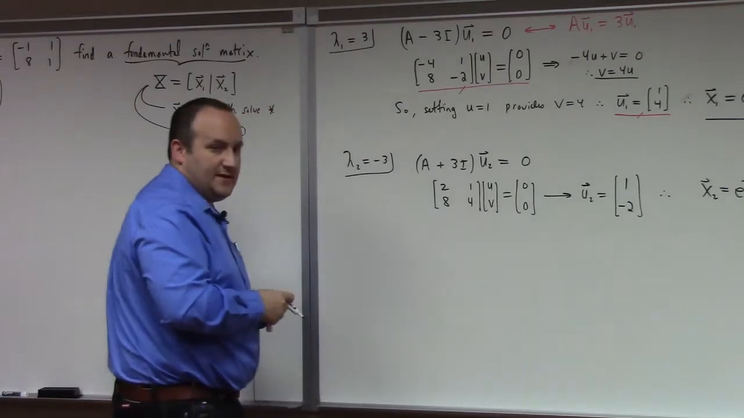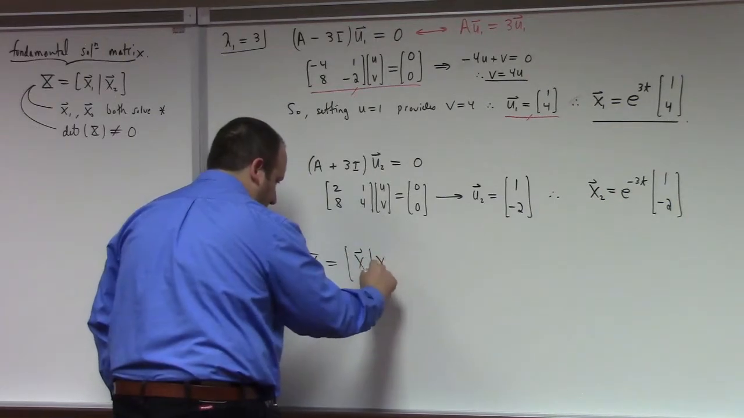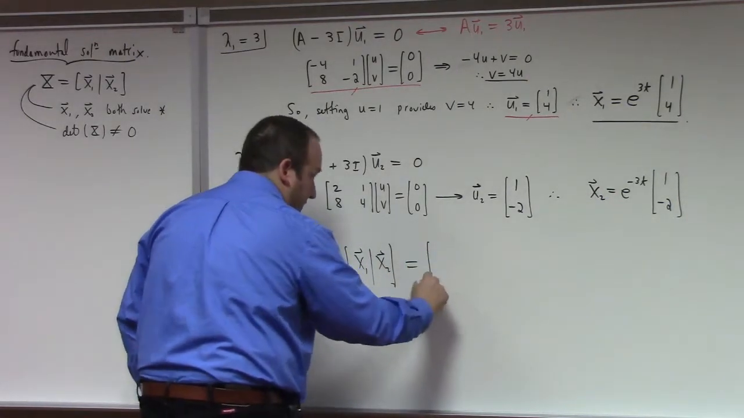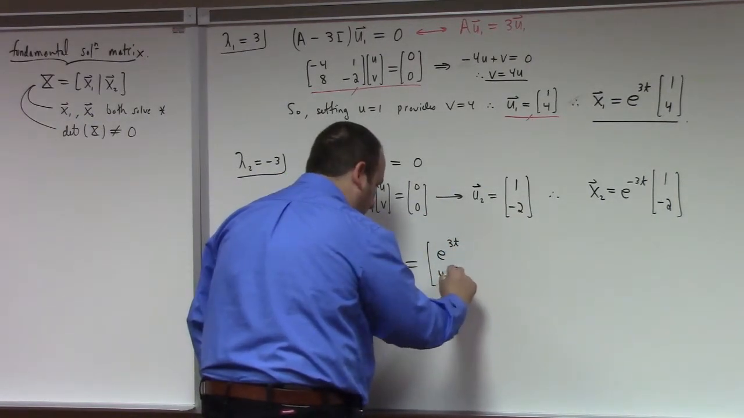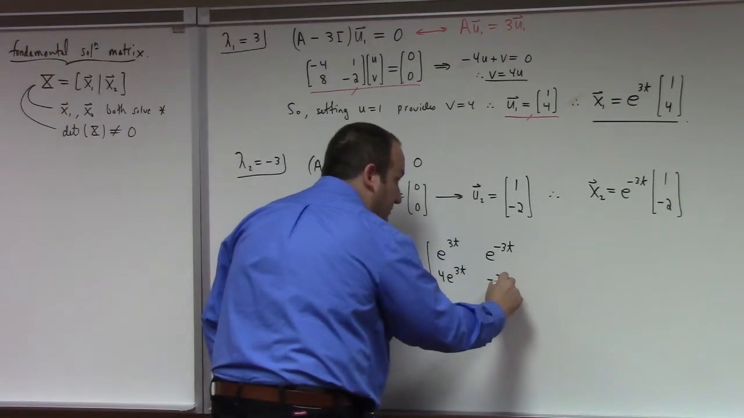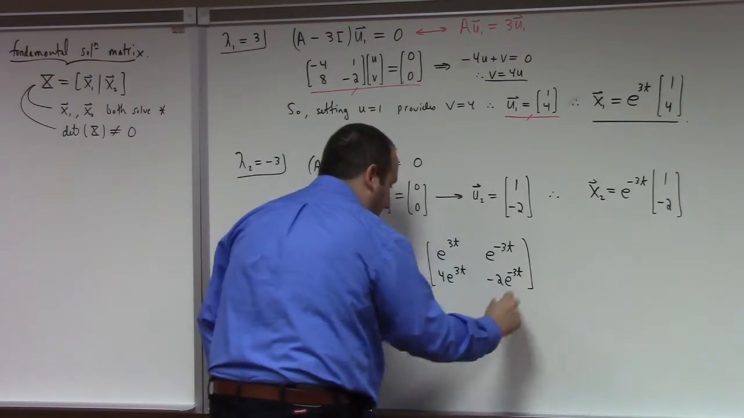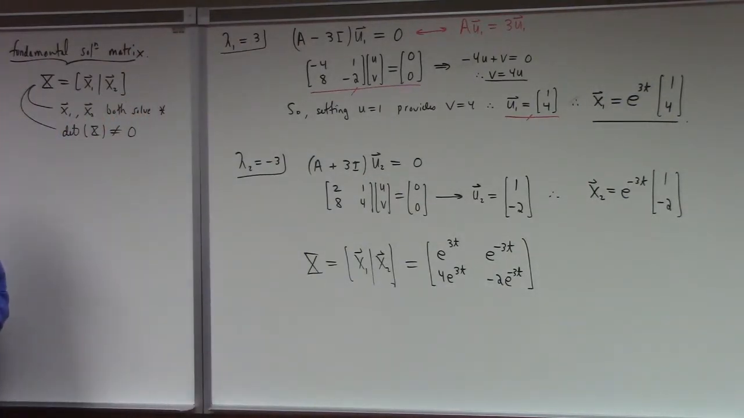And now we have everything we need to put together a fundamental solution matrix. X is x1, x2, and for the x's we just found, that will give us e to the 3t, 4 e to the 3t, e to the minus 3t, minus 2 e to the minus 3t. Now you might worry, is that matrix invertible? Well, the theory of linear algebra says that eigenvectors with distinct eigenvalues are pairwise linearly independent. So that pretty much frees us of that.